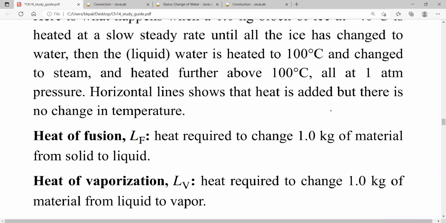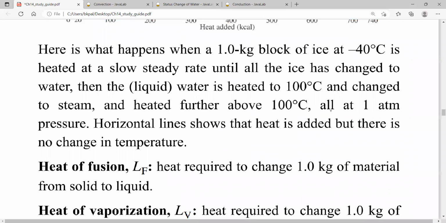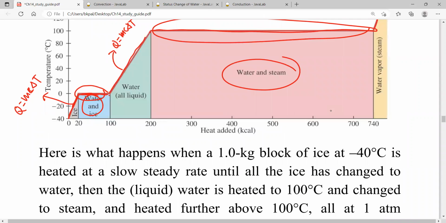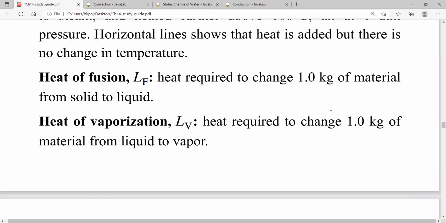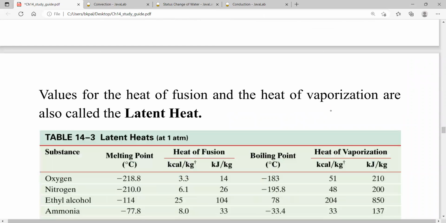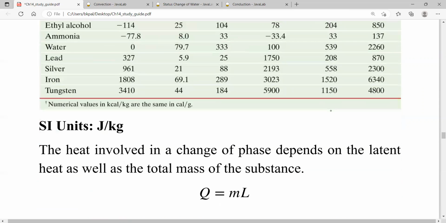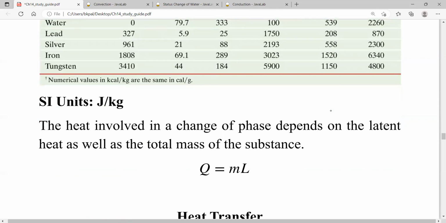Because in these two horizontal lines there is no change in temperature, the Q, the heat you are adding to the system, does not depend on the change in temperature. It depends on the mass only. So Q is proportional to the mass of the object: the higher the mass, the higher the amount of heat it requires.